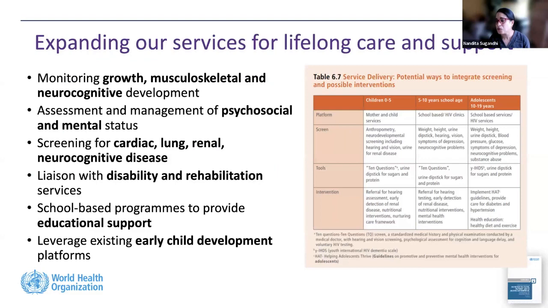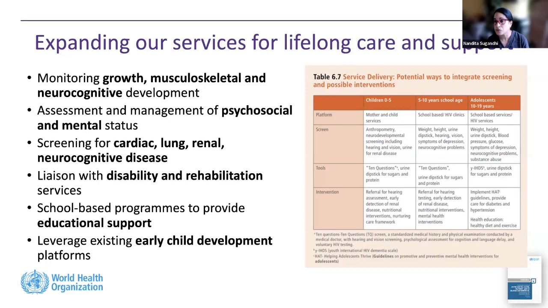And I want to also close by pointing out that with children and adults now living longer, healthier lives, we have to think about our services across a lifelong continuum of care and support. So in children, growth and monitoring neurocognitive development gives you very important information about the health of a child, making sure that we are addressing psychosocial and mental illness issues, screening for other diseases that may occur, and very importantly, figuring out how to liaise with disability and rehabilitation services, because it's not just mortality, but the morbidity and often the accompanying disability that reduces the quality of life. And we should have interventions to address that.